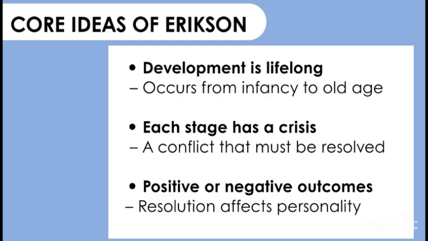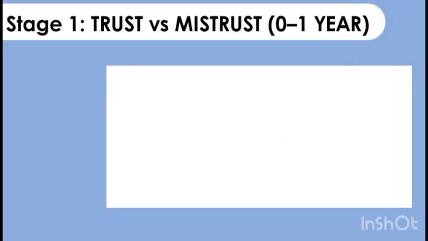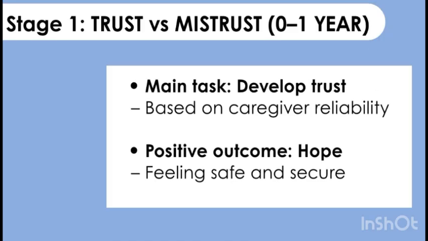So Erik Erikson proposed that human development occurs in 8 stages, each with a psychosocial crisis. How a person resolves each crisis influences self-confidence, relationships, and behavior. So stage 1, trust versus mistrust, 0 to 1 years old. Here, infants learn whether the world is safe or unsafe depending on how caregivers respond to their needs. Consistent care leads to trust, neglect leads to mistrust.